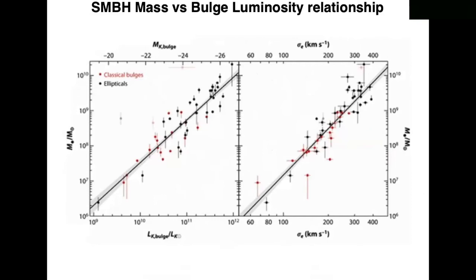Now, generally speaking, elliptical galaxies have a central black hole whose mass is proportional to the galaxy luminosity. What you're seeing here is a correlation between the mass of the central massive black hole and the luminosity of the bulge. There is also a tight correlation between the mass of the central supermassive black hole and the velocity dispersion of the stars. It is not really surprising that big galaxies should have big black holes.